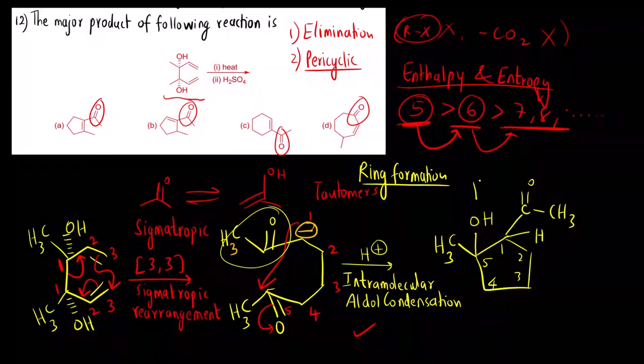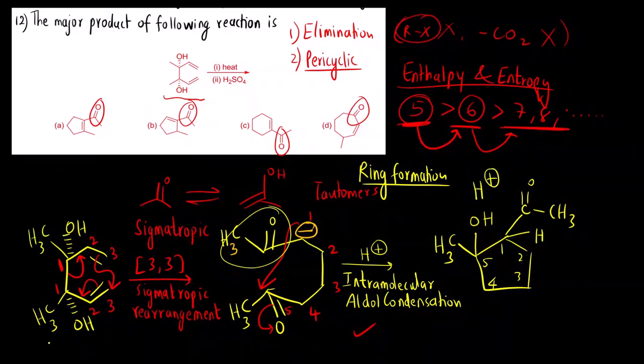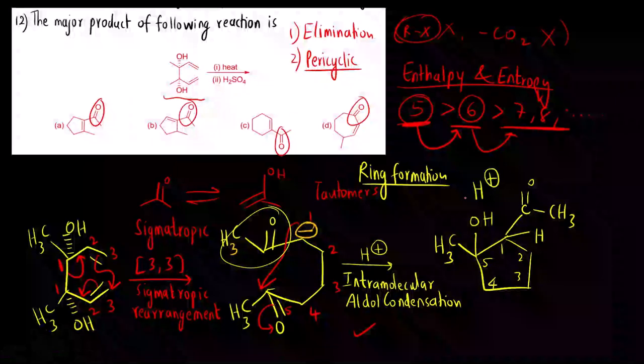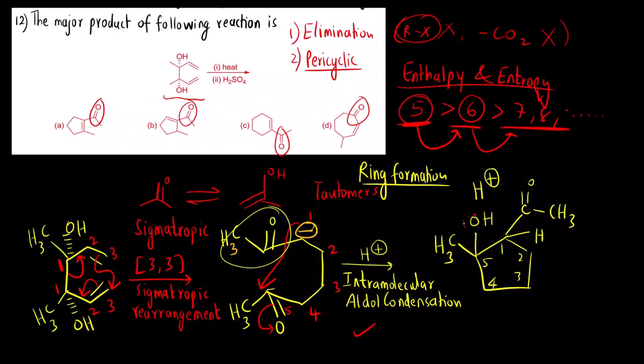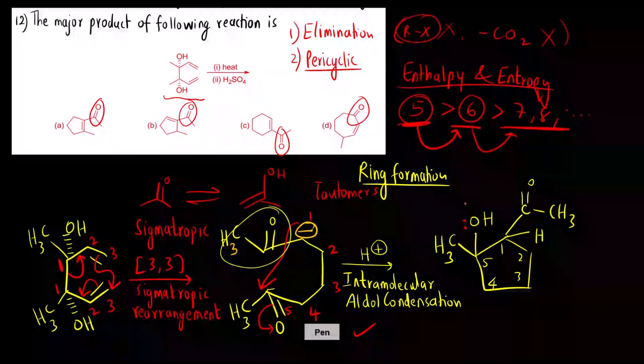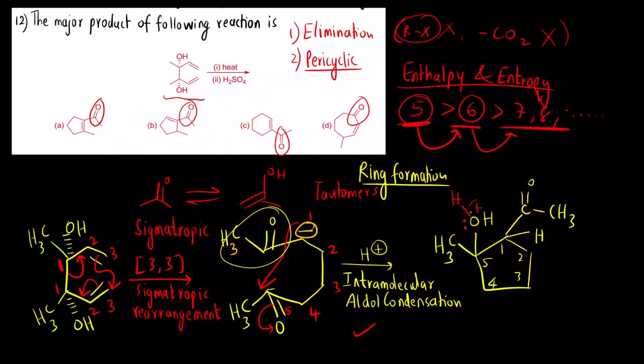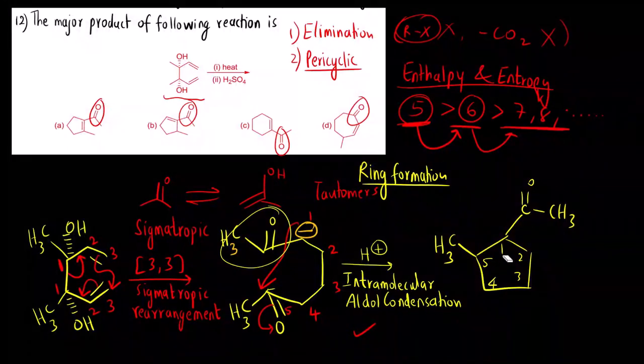So, what will happen? In the reaction medium, acid is present. This lone pair of oxygen will pick up proton. What it will become? It will become OH2 plus. This proton will come here and water will be released. Loss of water. What we will get? We will get a double bond formed here.